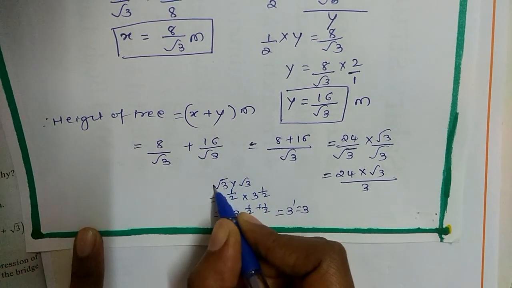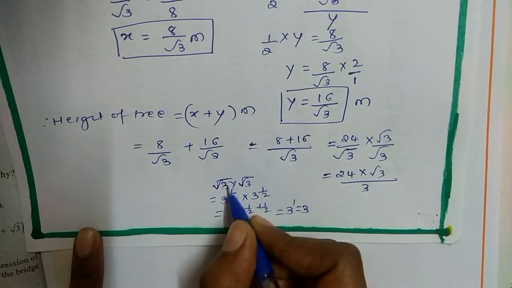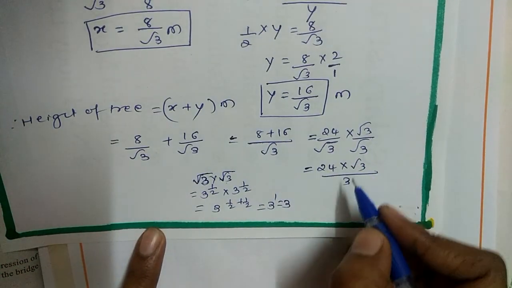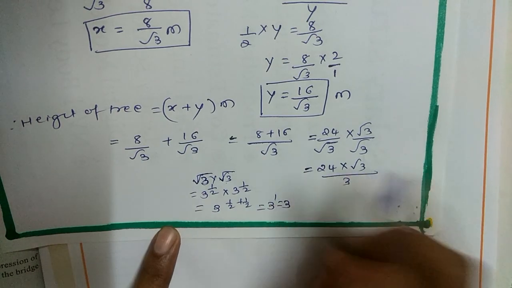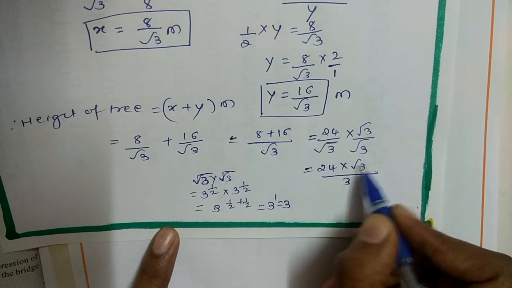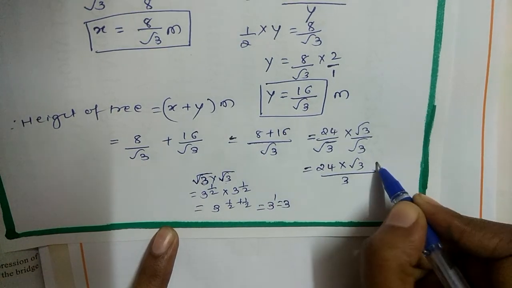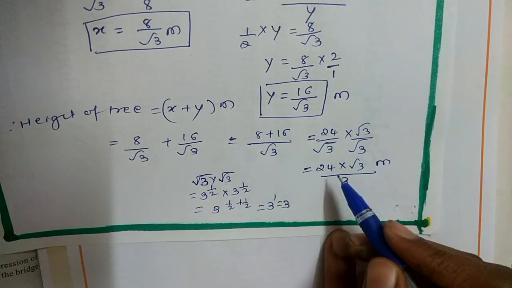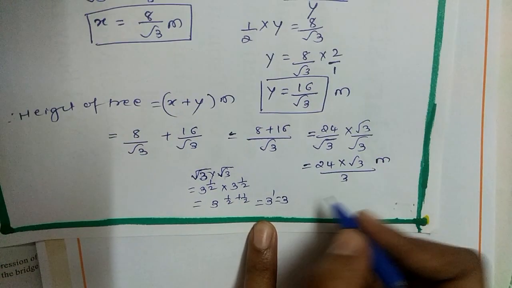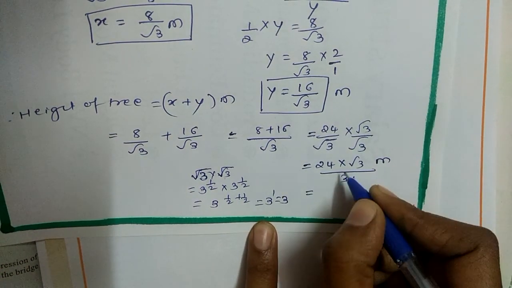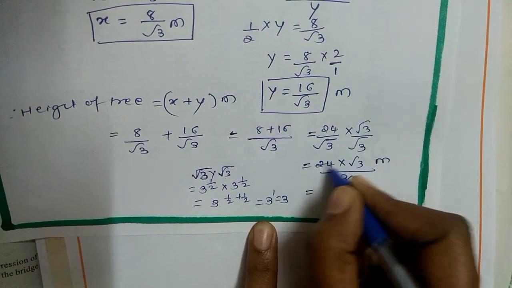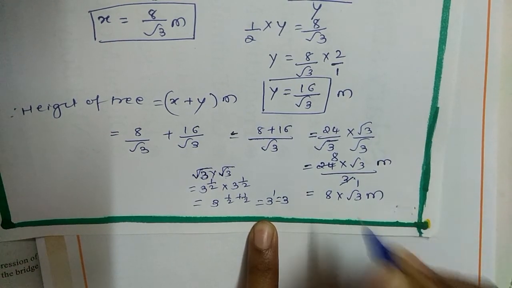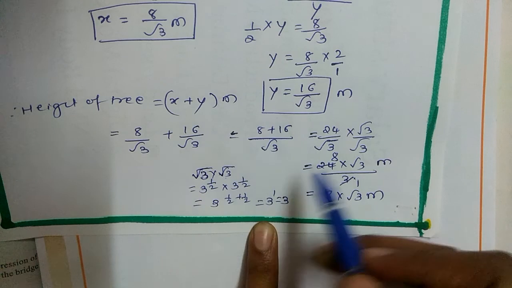Whenever you have a root and the same number inside the root, that number itself will remain as the answer. So 24 into root 3 divided by 3. We have the answer in meter, so write the answer in meter. Or else you can divide: 3 ones are 3, 3 eights are 24. So 8 into root 3 meter. This is the height of the tree.